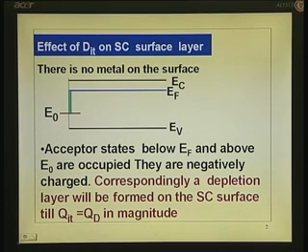The levels below E naught, they are also occupied with electrons, but they are donors. A donor level when it is occupied, the charge is 0, it is neutral. So, we have to consider that this region between EF and E naught, acceptor states below EF and above E naught, are occupied by electrons. They are negatively charged as a result of occupation of electrons.